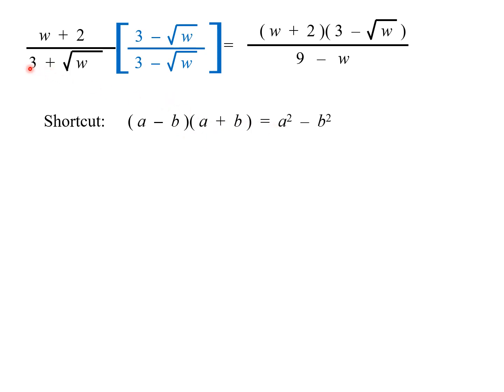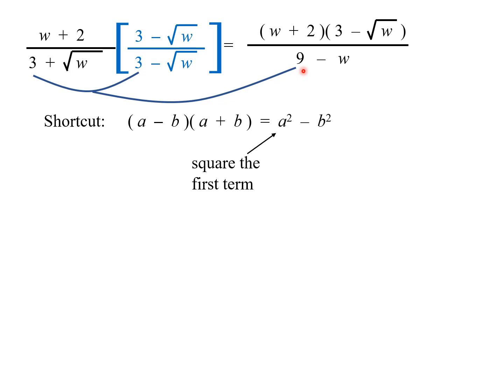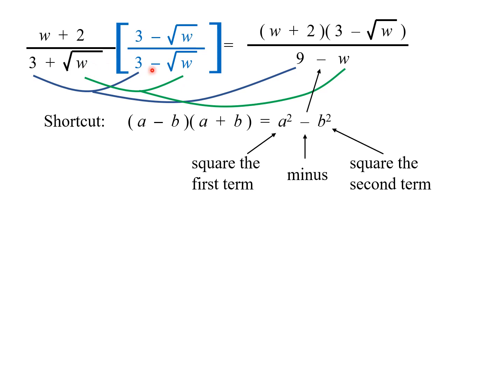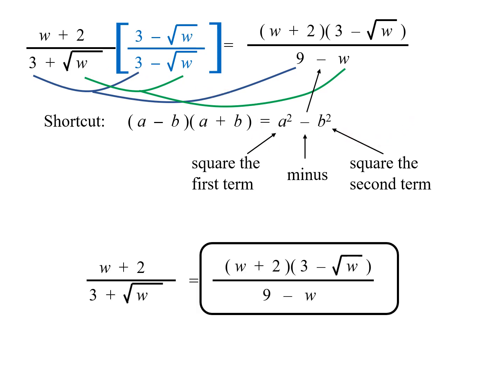And so we take advantage of that fact. So if we have a plus b, a minus b, what we're going to do is square the first term. So 3 times 3 is 9. Minus, and then square the last term. Root w times root w becomes w. We can get there directly without having to do FOIL. Square the first term, square the second term. And so multiplying by the conjugate removes the radical term. It's just a bit of a shortcut. You can do it by FOIL if you wish, but you can also take that little shortcut.